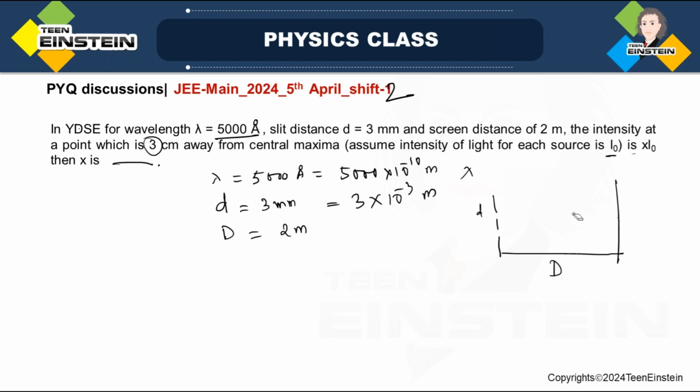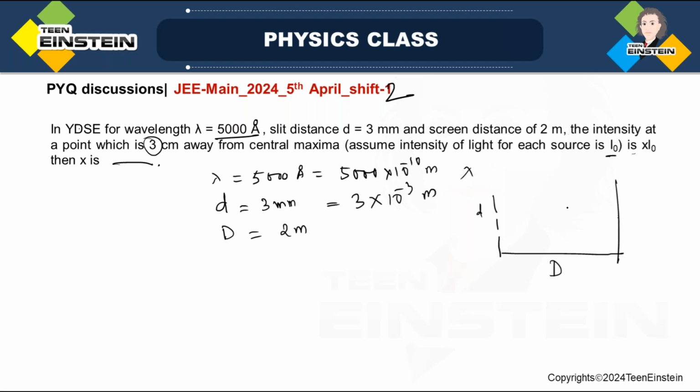But in case of diffraction, there will be dying intensity for the bright fringes. That's why we say central maxima and secondary maxima, or principal maxima and secondary maxima. For minima, we say first minima, second minima.